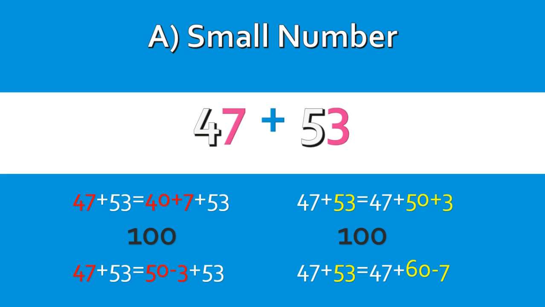Similarly, 47 plus 53 is equal to 50 minus 3 plus 53. It's just simple. You can add 50 plus 53 and then minus 3, or else you can just remove the 3 from 53, because 53 minus 3 is equal to 50, and 50 plus 50 will give us 100. Similarly, both steps are there. You can watch it out.